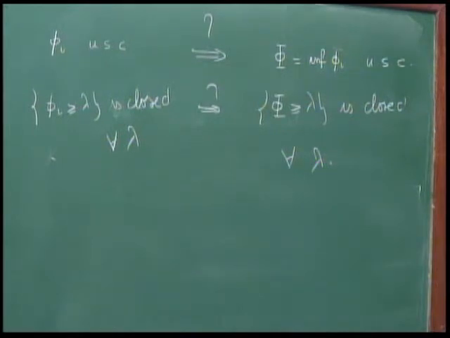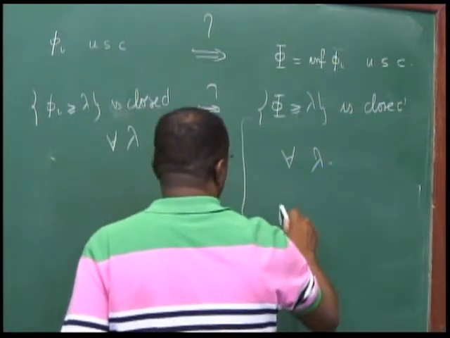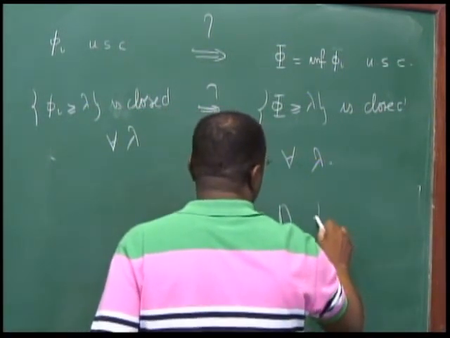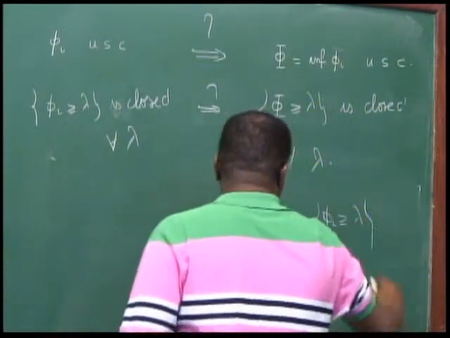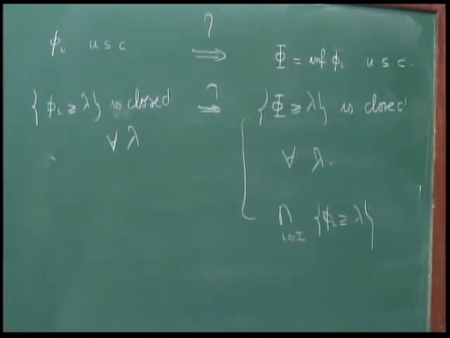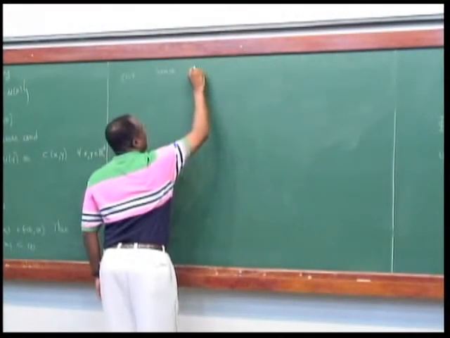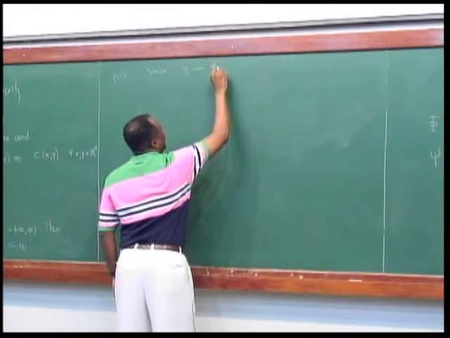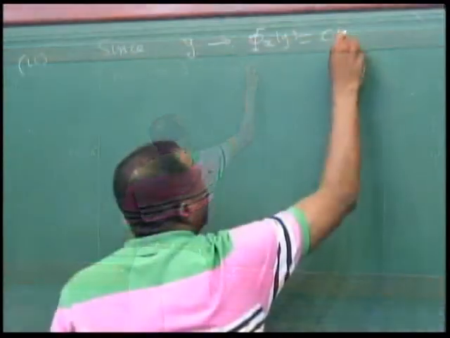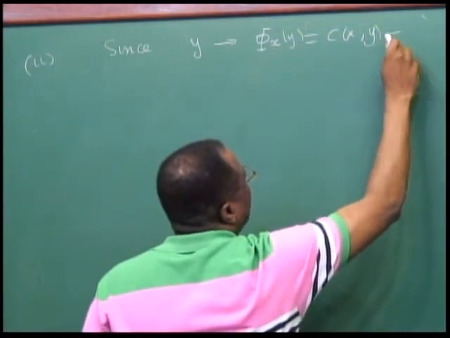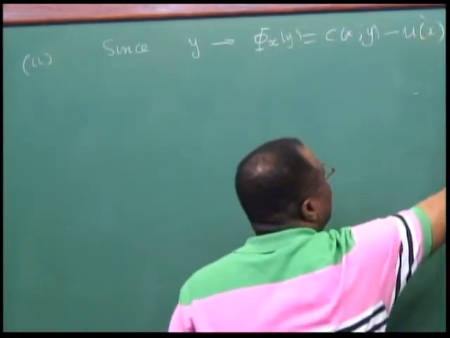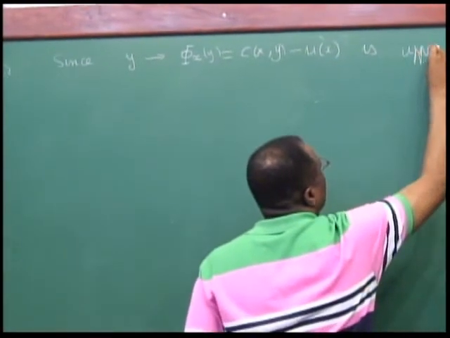This set is the intersection of phi_i greater than lambda_i. And an arbitrary intersection of closed sets is closed, and so phi is upper semi-continuous. So we can say that since y goes to psi_x of y equal to c(x,y) minus u of x is upper semi-continuous.